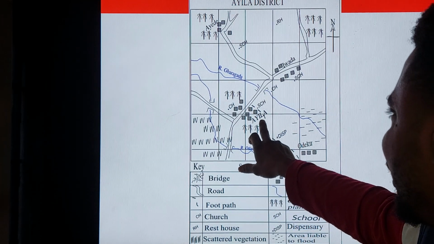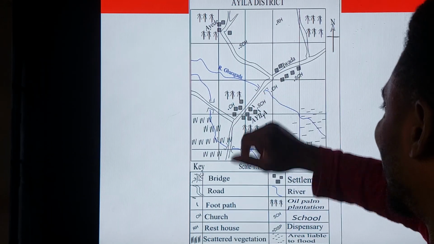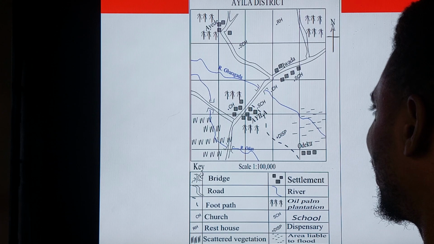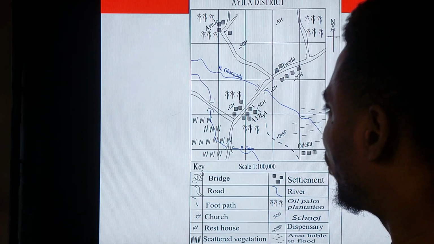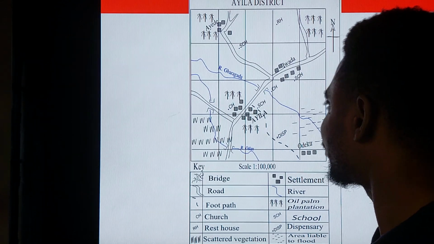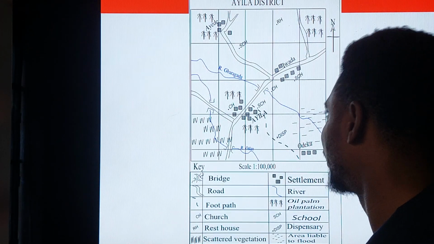This is River Ayila. This is Iwada, and this is River Oda. Great. That's great. So, how do you go about this?